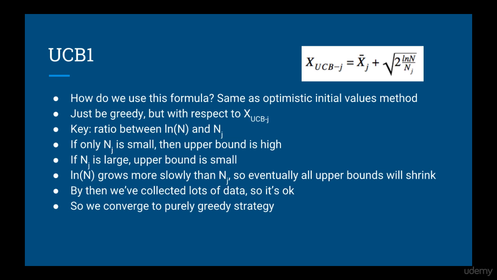But one key point about this ratio is that the top part grows with the logarithm of n, which means it's going to grow more slowly than n_j eventually. That means, as you play all the bandits more and more, the upper confidence bounds will shrink, and you'll only be using the sample means, which is okay since you've collected lots of data. So this also converges to a purely greedy strategy, based on only the sample means.